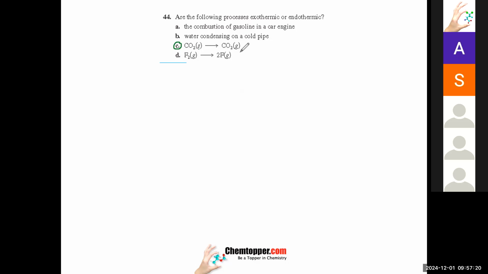CO2 solid to CO2 gas. Solid to gas. This is endo, heat is needed because you are breaking IMF. F2 gas to 2F gas. F2 is this. This is F2. Lewis dot structure is a molecule to 2F. Endo or exo? What are you doing? Bond breaking or bond formation? Is it bond breaking or bond formation?